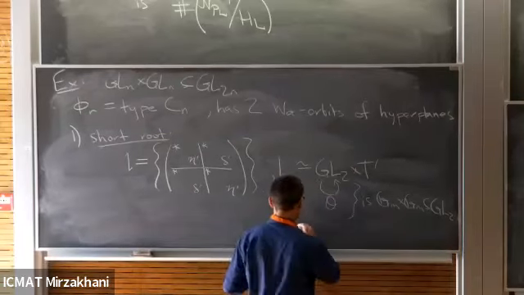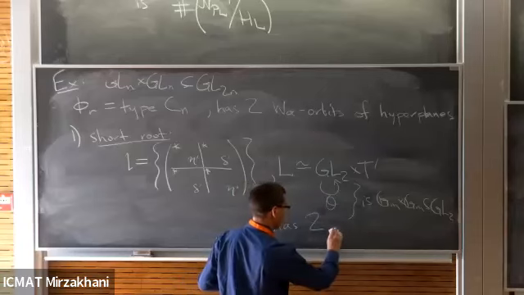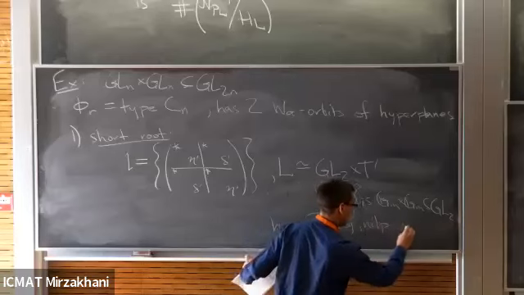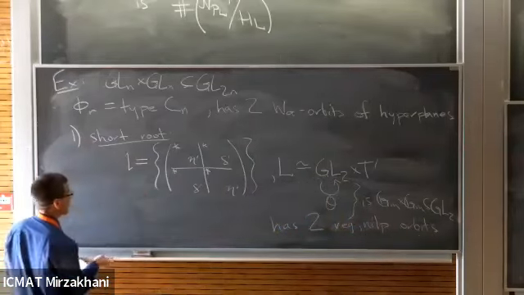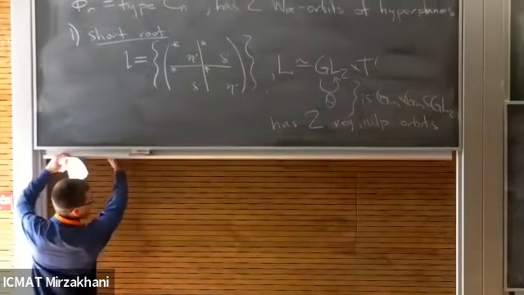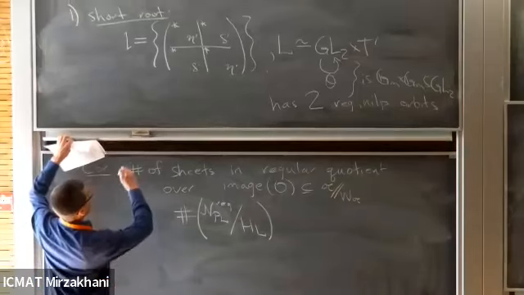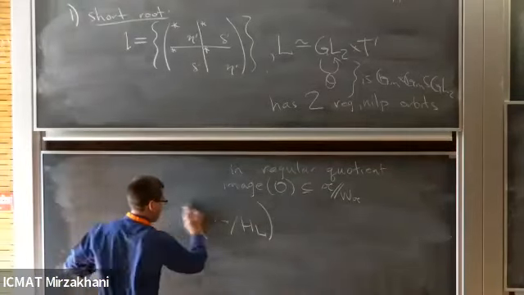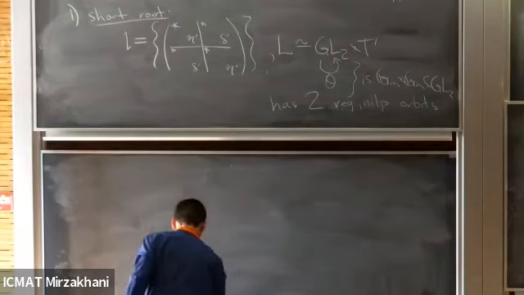So this has two regular nilpotent orbits. So these short roots give you some non-separated structure over them. I'm going to do this down here so it's all in one board. I'll come back to this in a second.